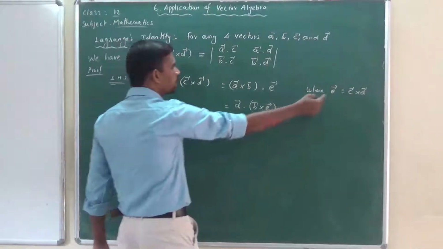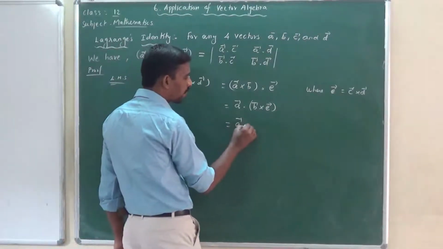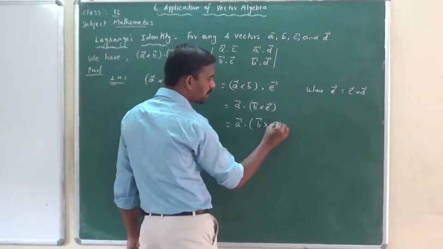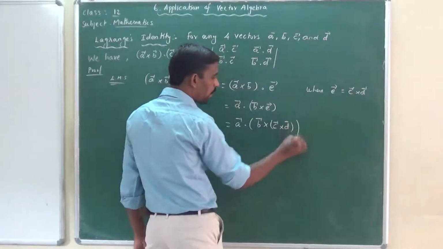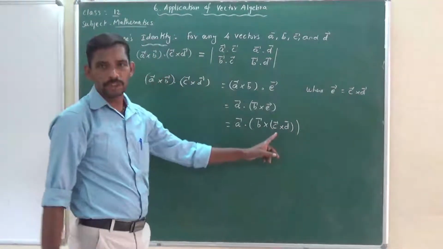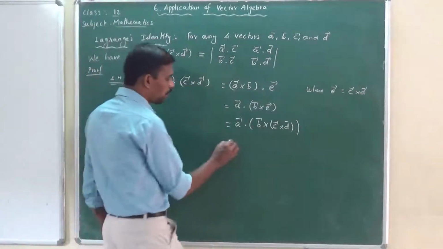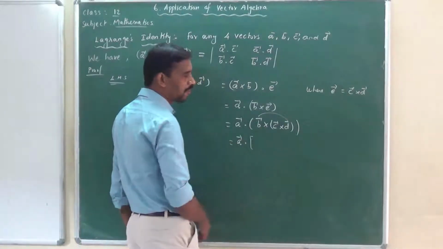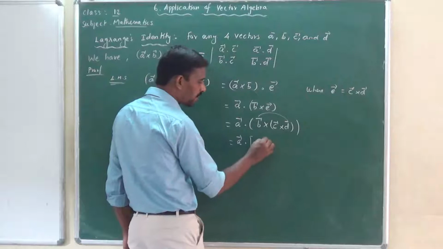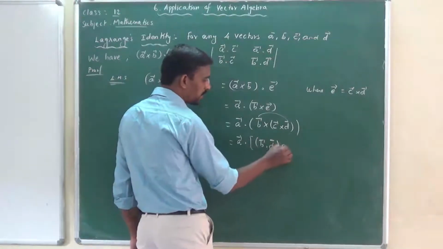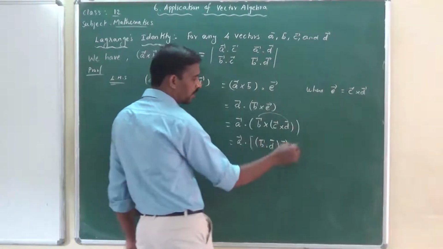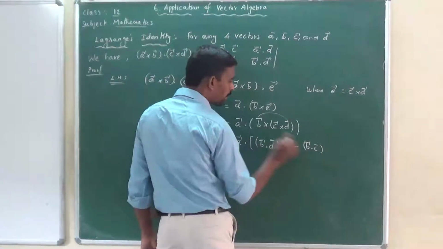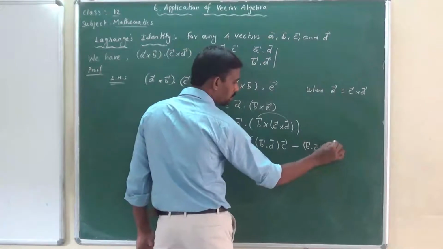Now again I am substituting the value for E. A vector dot, B vector cross. What is E vector? E vector is nothing but C vector cross D vector. Now again it will be a triple vector product. So A vector dot, I want to expand this triple vector product. Here B vector dot D vector into C vector, then minus B vector dot C vector into D vector.